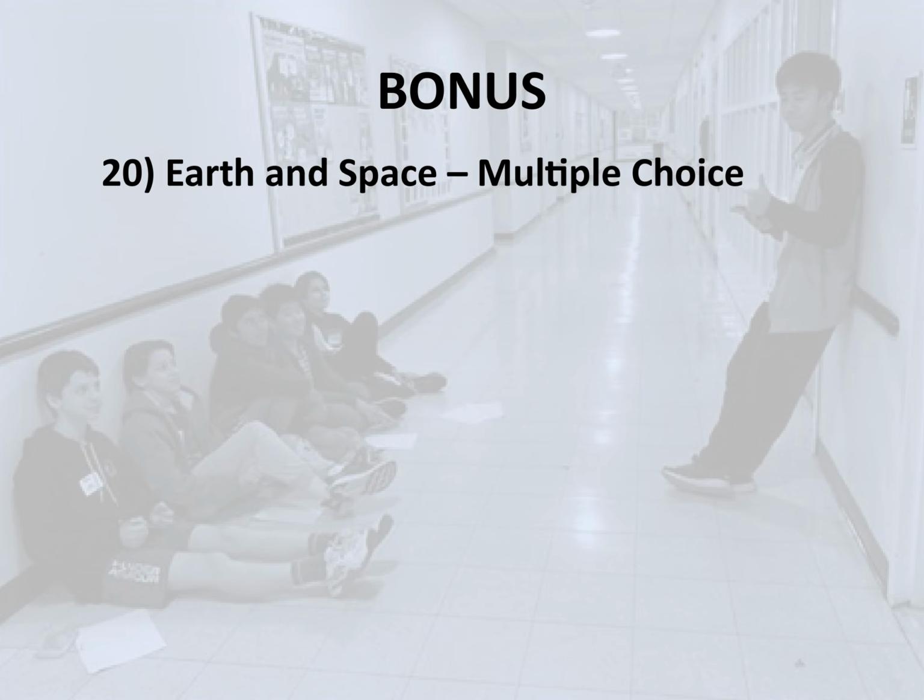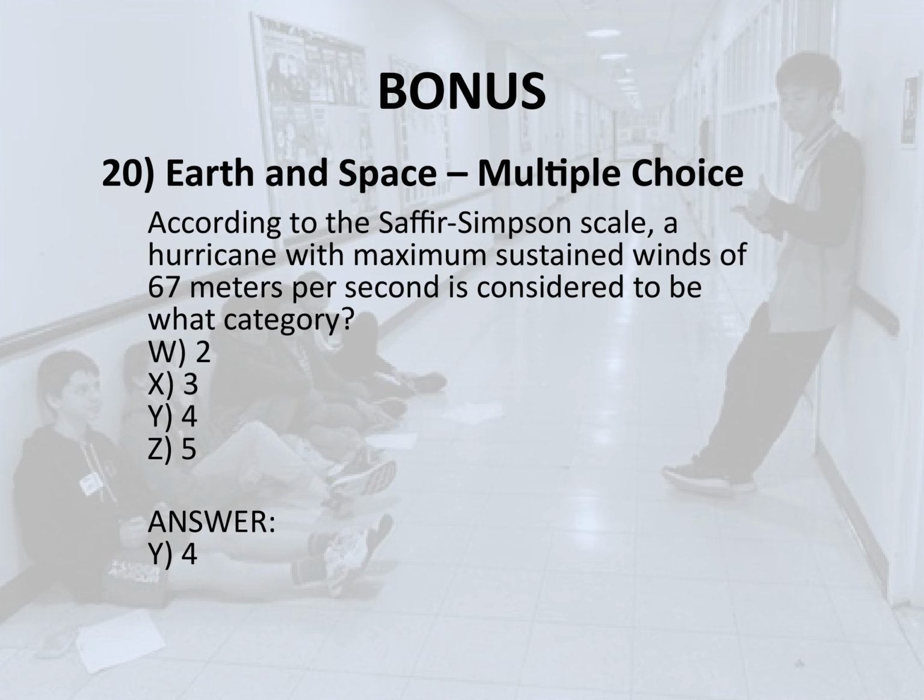Bonus, 20. Earth and space, multiple choice. According to the Saffir-Simpson scale, a hurricane with maximum sustained winds of 67 meters per second is considered to be what category? W. 2. X. 3. Y. 4. Z. 5. Answer. Y. 4.